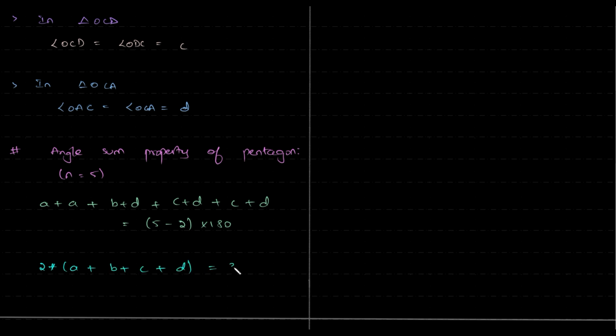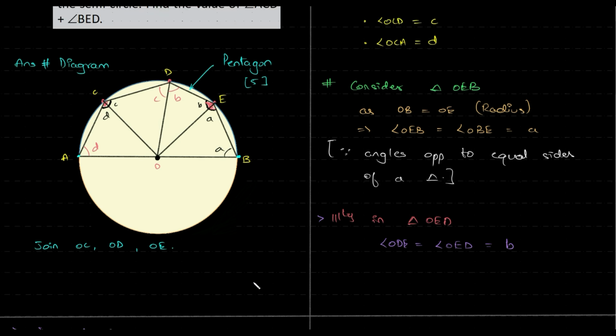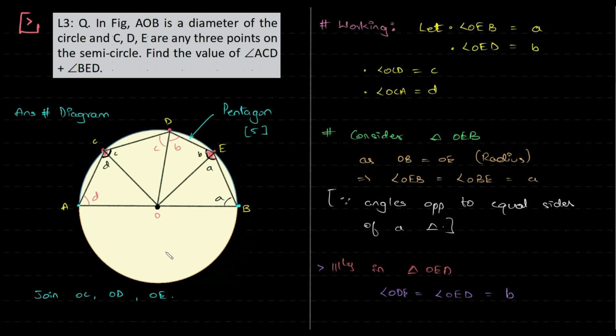How is this going to help? Let's see. So we have 2 times (A plus B plus C plus D) equal to 3 times 180, so A plus B plus C plus D is equal to 270 degrees. So all of these angles add up to 270 degrees. Now, how are we going to find this particular answer? I did all of this without telling you the agenda, right? That was my mistake.